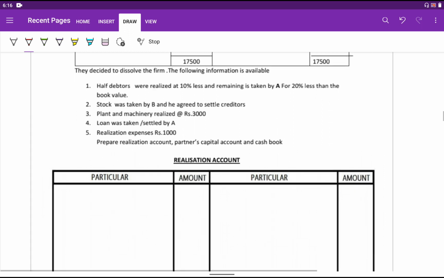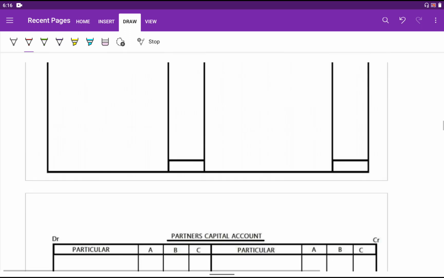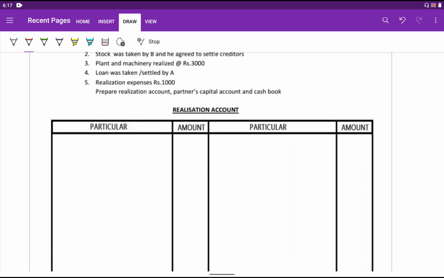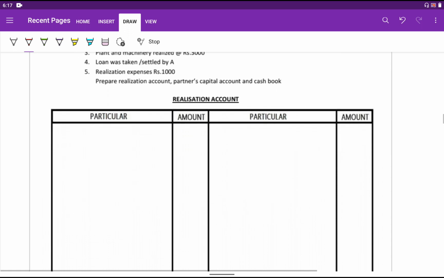So we need to do the realization account, partners' capital accounts and the cash book. For this question we will do the journal entry also. First we will do the realization account. I told you what the first step of realization is. Same as what we did in the first question, we will transfer all the assets and liabilities except partners' capital, cash book and accumulated profits and losses. Same as the first video, the adjustments are also the same.